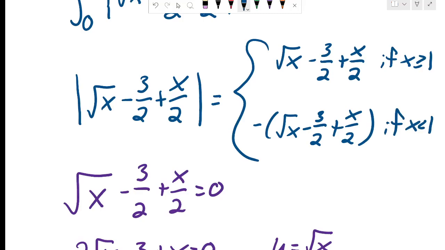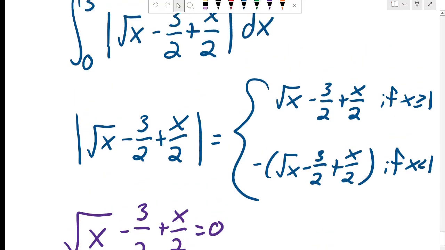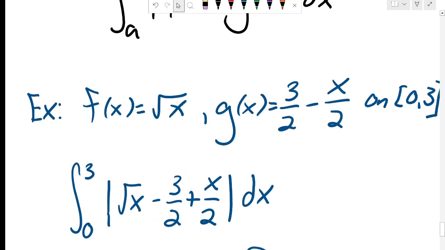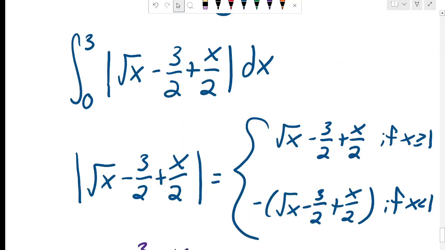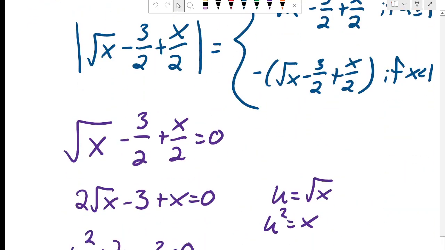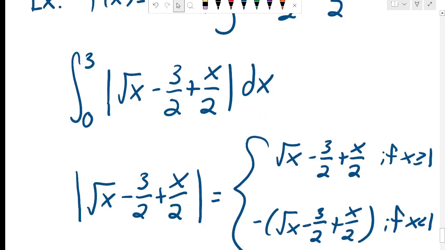Okay. So in other words, it's just telling us that 3 halves minus x over 2 is the larger function when x is less than 1, and square root of x is a larger function when x is greater than 1. Okay. So for the integral then, this is telling us that we integrate from 0 to 1 for this function, and then from 1 to 3 for this function. Okay.